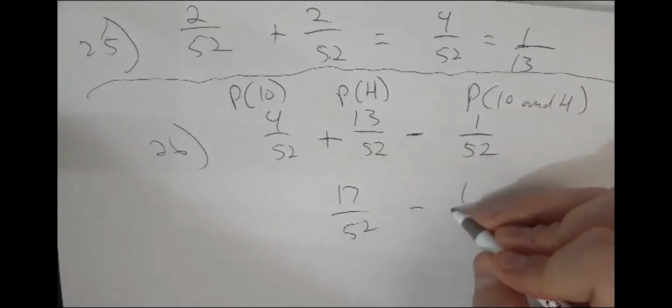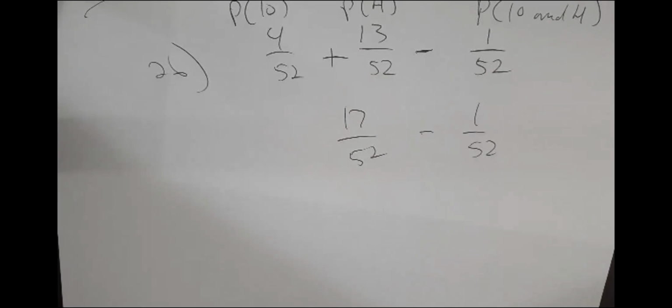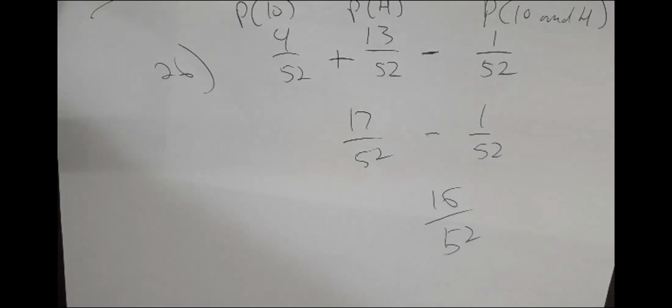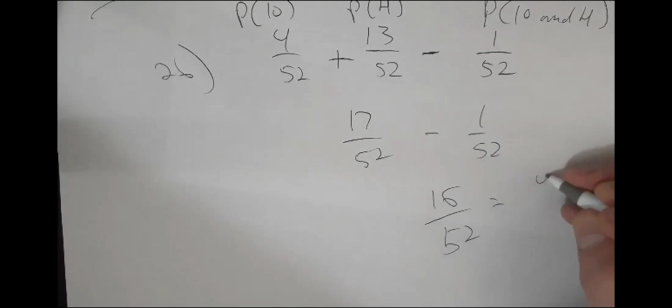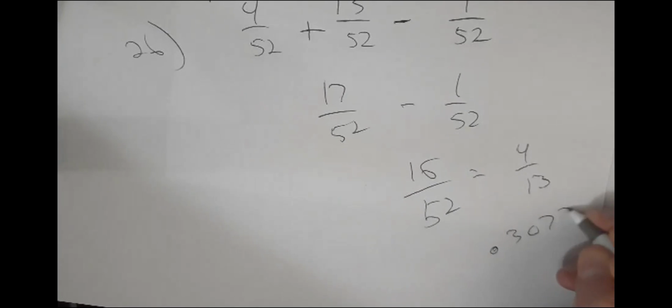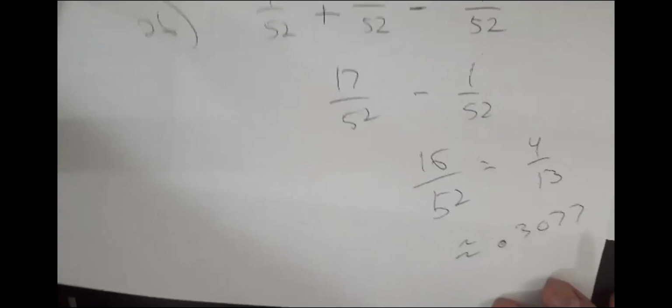So that's the 17 if I add both of those sets together, but I've counted the overlap one too many times, out of 52. 16 out of 52 reduces to 8 out of 26, which is 4 out of 13. Is that right? Yeah, that's right. 4/13, or about 0.3077. Somewhere around there.